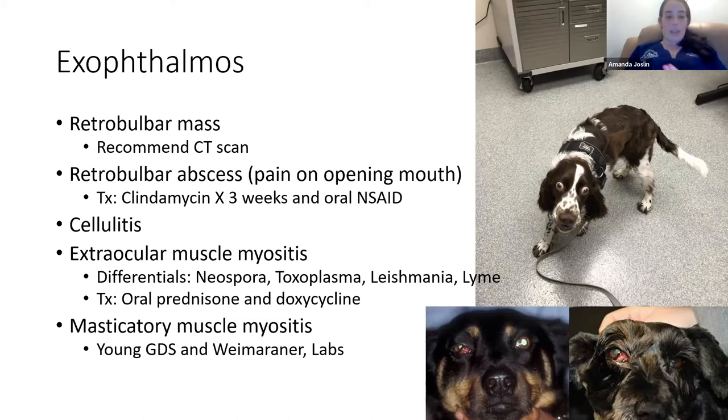If I'm seeing them, because again, I'm not doing the dental procedure, I usually start clindamycin and an oral anti-inflammatory medication. Cellulitis is also something that you could diagnose off of the CT scan.